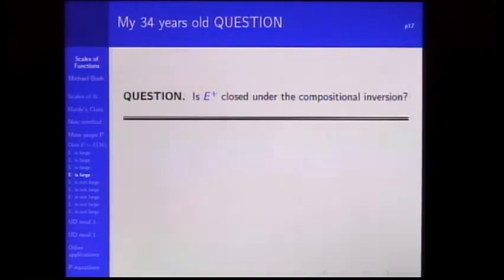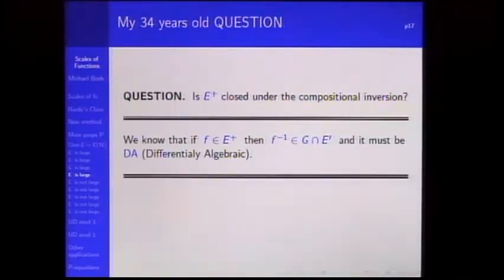You need to do multidimensional tricks, which I'm not going to mention at all in my lecture. But in general, the class is a very natural definition. It is very easy to show that it's closed under composition. Under compositional inversion, it is very challenging. I'm trying again and again every 2 or 3 years, and I fail. We know that the compositional inverse function is good, no problem. It is also comparable with every good function. And it is also differential algebraic.